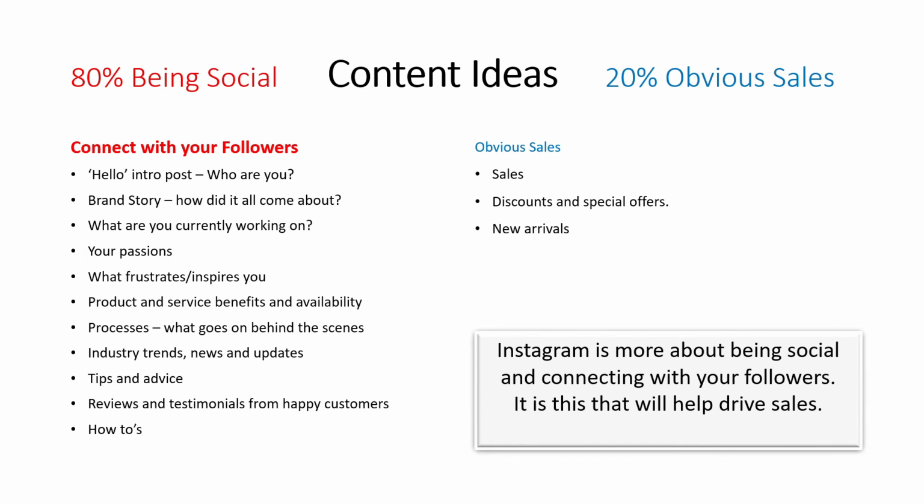Product, service, benefits and availability. Processes, what goes on behind the scenes? Industry trends, news and updates. Tips and advice. Reviews and testimonials from happy customers, and how-tos. And 20% needs to be obvious sales, and that also needs to include discounts, special offers, new arrivals.